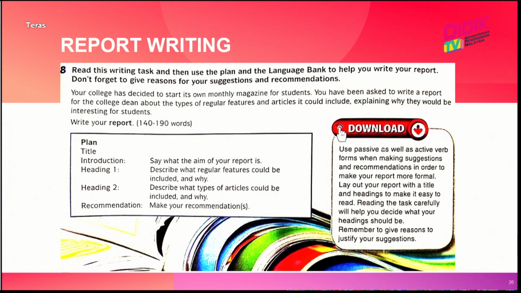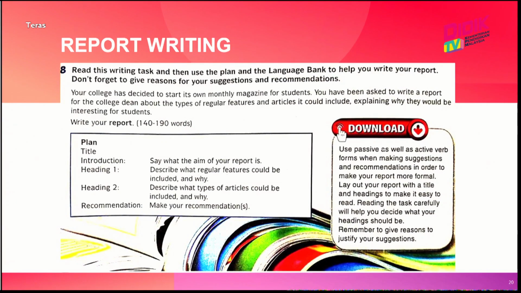So for example, we have the question here. Your college has decided to start its own monthly magazine for students. You have been asked to write a report for the college deans about the types of regular features. So we have one, regular features, and two, articles. It could include explaining why they will be interesting for students.